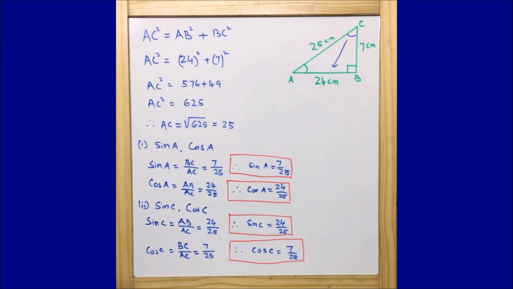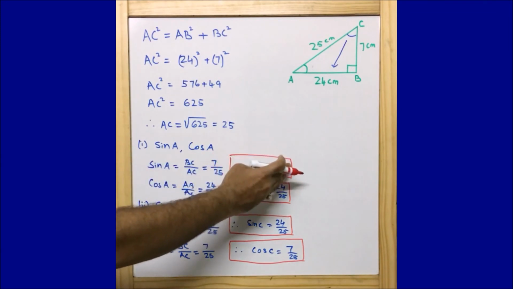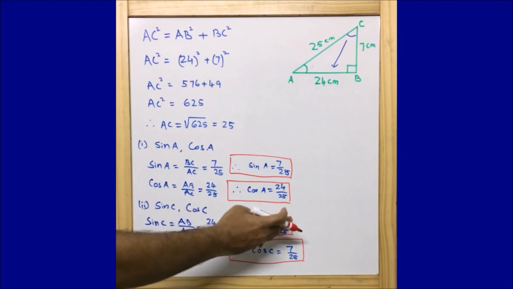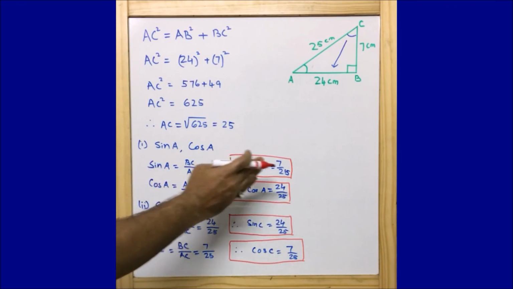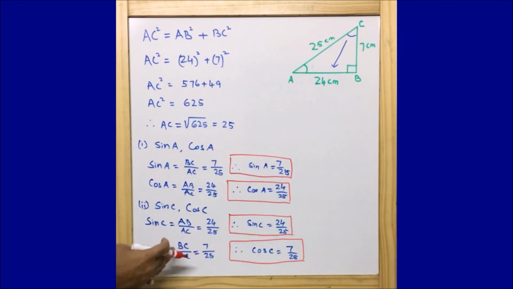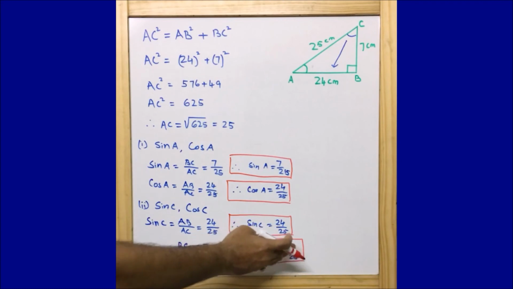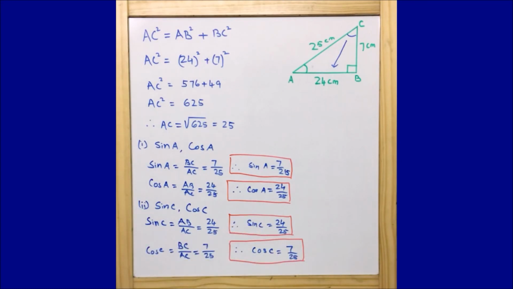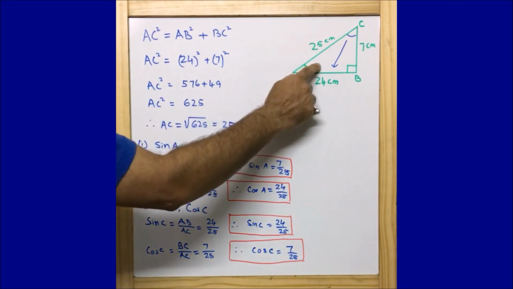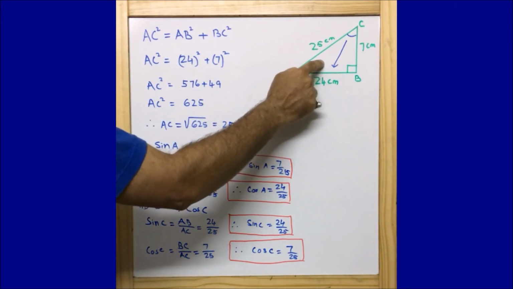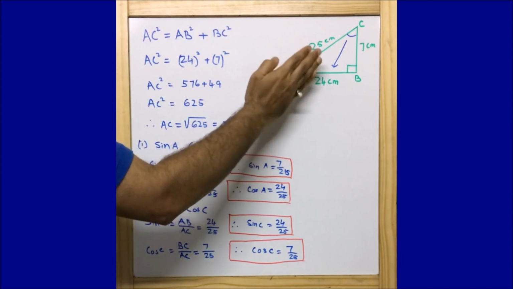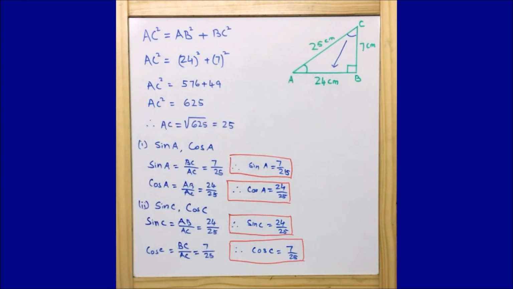You could see how the values changed. We got sin A as 7 by 25, sin C as 24 by 25, cos A is equal to 24 by 25 and cos C is equal to 7 by 25. We need to be very careful while answering this type of question. Our focus should always be on which angle the question is asking for. Once we find that, our answers will be very easy.